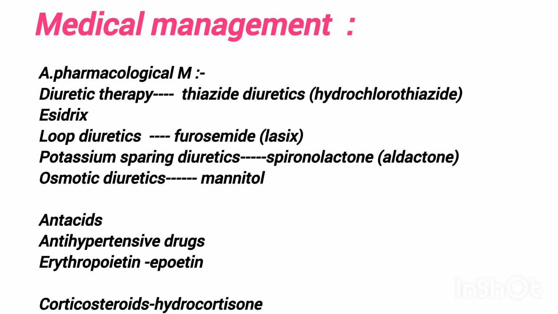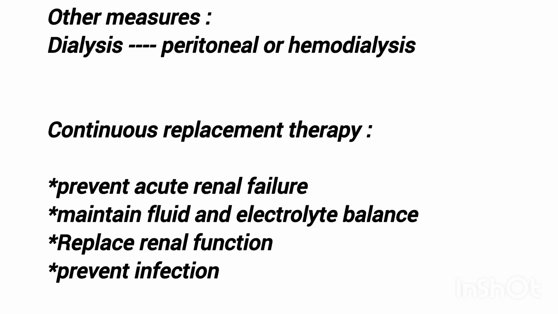Other than this, we will give treatment for whatever signs and symptoms the patient is showing, and for the underlying causes which are the cause for the acute renal failure. Other measures in the medical management is dialysis. In dialysis, they will do peritoneal dialysis or hemodialysis in order to prevent further deterioration of the renal failure.